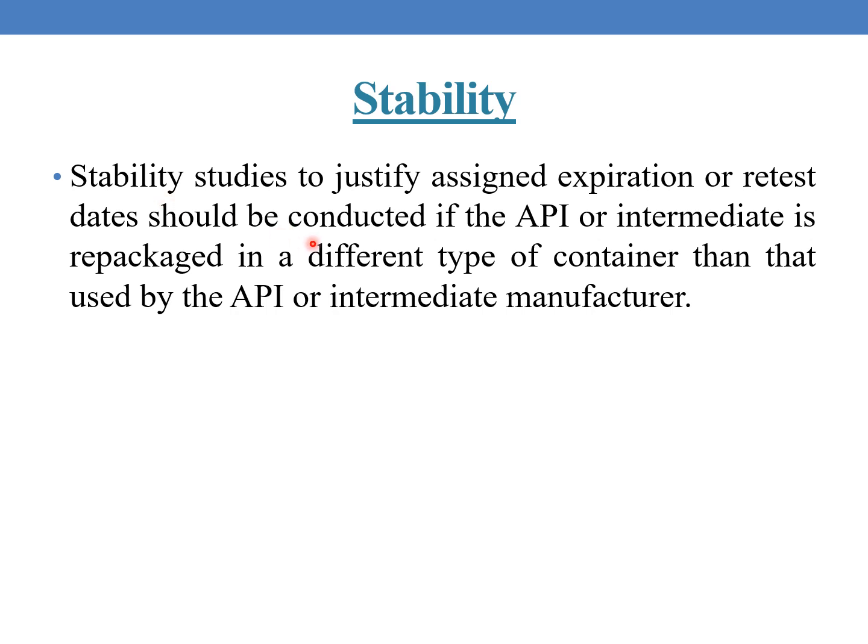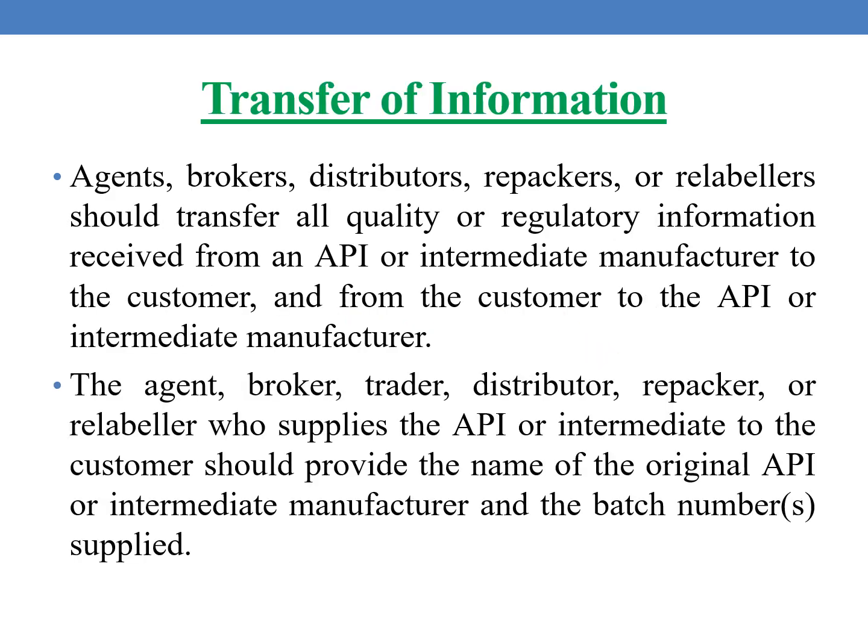Coming to stability. Stability studies to justify assigned expiration or retest date should be conducted if the API or intermediate is repacked in a different type of container other than that used by the API or intermediate manufacturer. Coming to transfer of information. Agents, brokers, distributors, repackers or relabelers should transfer all quality or regulatory information received from an API or intermediate manufacturer to the customer and from the customer to the API or intermediate manufacturer.